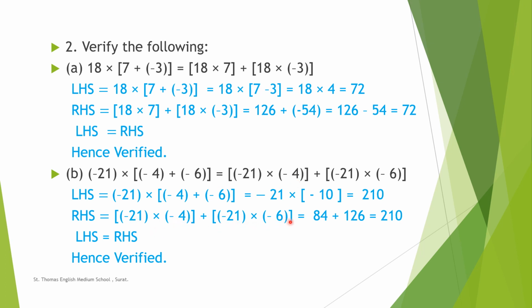21 4s are 84, minus into minus plus. Again 21 6s are 126, minus into minus plus. So when you multiply two negative integers, always the product will be positive. Now 126 plus 84, answer is 210. So both LHS and RHS are equal, hence verified.